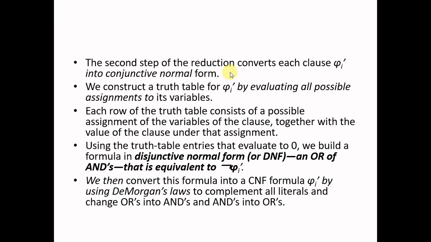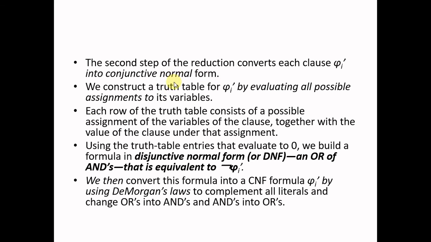That is, for each clause we can construct a truth table by evaluating all possible assignments to its variables. We know that each clause will have a maximum of 3 literals, so the truth table will have a maximum of 2 power 3 entries, which means 8 rows will be there for each clause in the truth table.